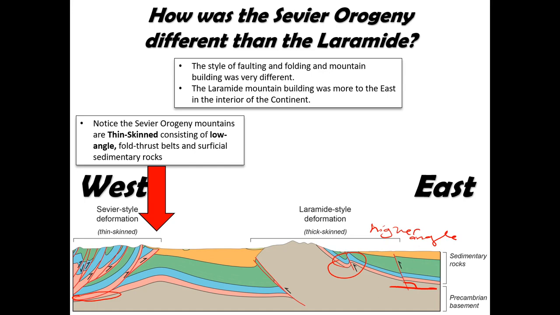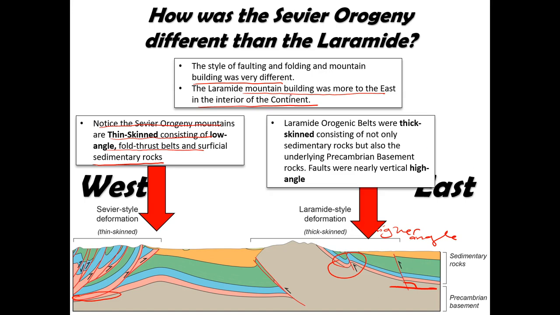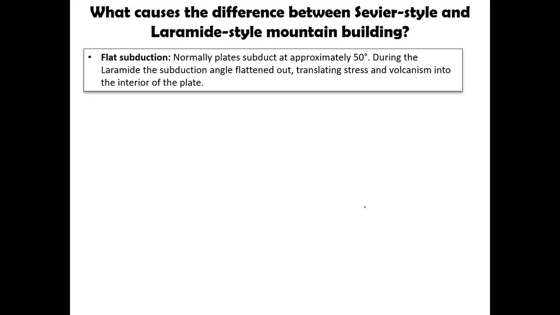So the style of faulting and folding in the mountains was very different. The Laramide mountain building was more to the east. It was in the interior of the continent. Notice the Sevier orogeny of the mountains are thin-skinned, consisting of low-angle thrust fold belts, and superficial sedimentary rocks are mainly the thing that are being cut and folded and faulted. That's not true during the Laramide. The Laramide, you have thick-skinned, consisting not only of the sedimentary rocks, but also the underlying Precambrian basement rocks, the cratonic rocks. Faults were nearly vertical, high-angle faults.